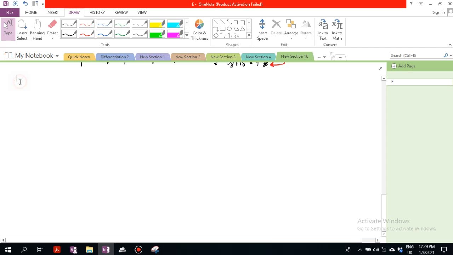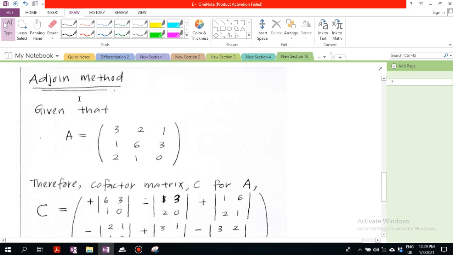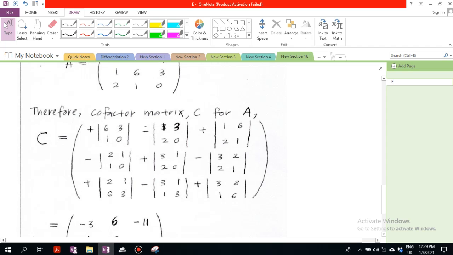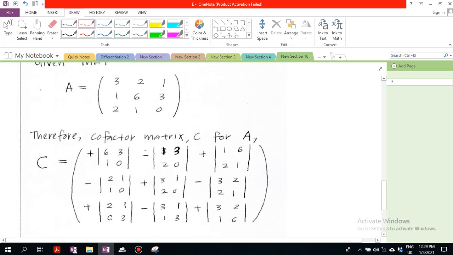Okay, next is adjoint method. Okay, how to do adjoint method? Adjoint method, for example, you have a matrix A, 3 times 3, 3, 2, 1, 1, 6, 3, and 2, 1, 0. So therefore you need to calculate the cofactor or C for A. How to calculate the cofactor? The formula is, you are taking negative positive. First of all, you are putting the negative positive here. So we have positive, negative, positive, negative, positive, negative, and positive, negative, positive.